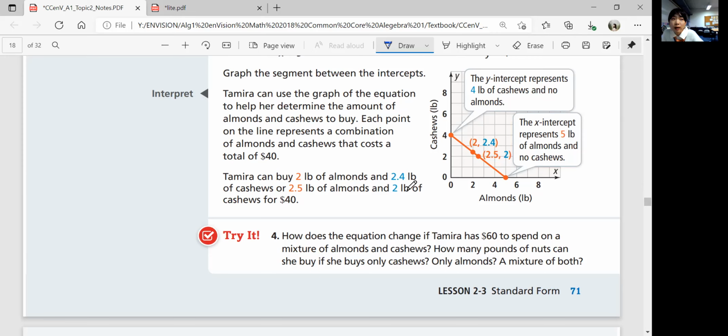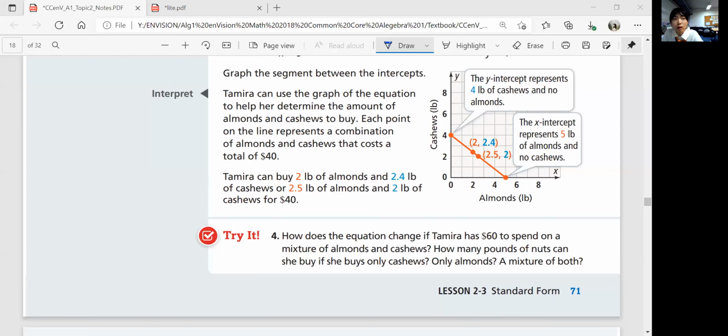Let's try number 4. How does the equation change if Tamira has $60 to spend on a mixture of almonds and cashews instead of 40 total? That's your first question. How many pounds of nuts can she buy if she buys only cashews or only almonds? That's your second question. A mixture of both? Think about it, work on it, and come back when you're ready.